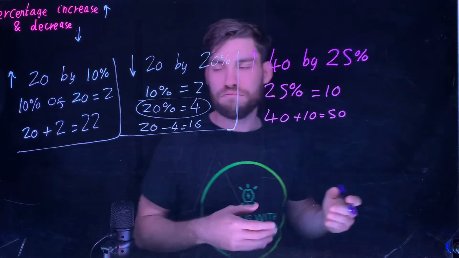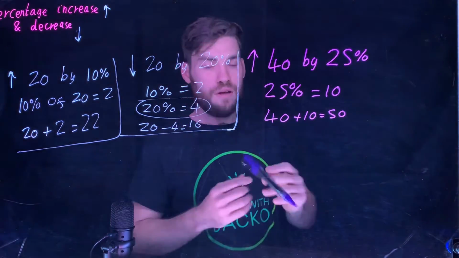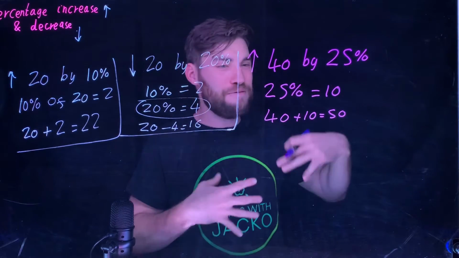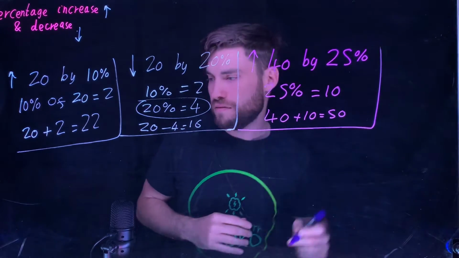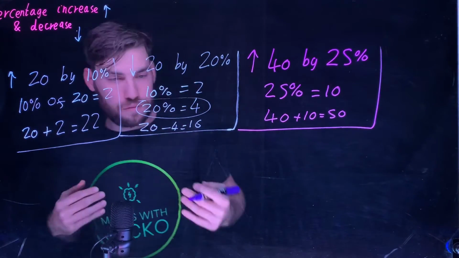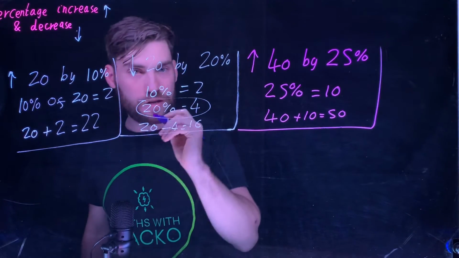And that is it. Increase 40 by 25%. Increasing, we're adding on. Decreasing is going down. Just like that. Job done. Right, let's keep the momentum going. Right, so we're going to decrease this time.